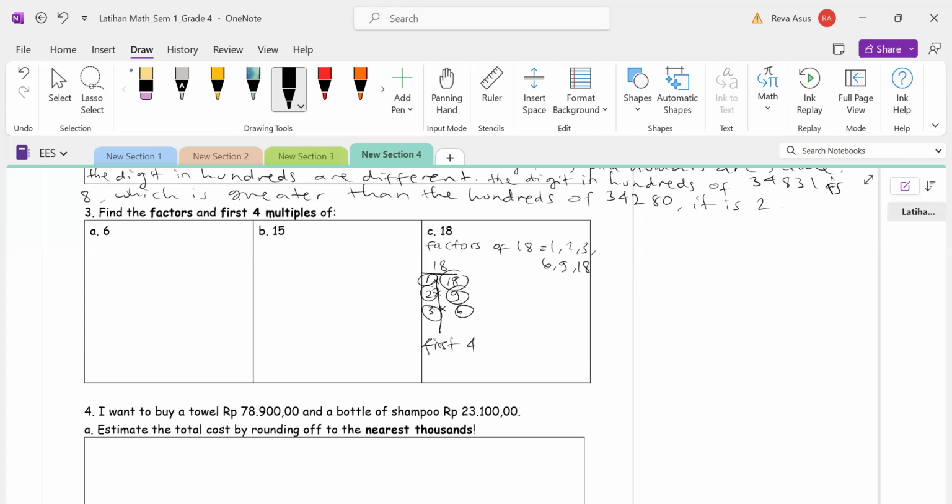First 4 multiples of 18 are 18 and then 36. We always plus 18, plus 18. Or it is the same as 18 times 1, 18 times 2, and then 18 times 3, which is 54, and then 18 times 4, which is 72.